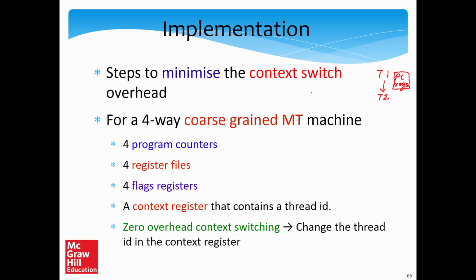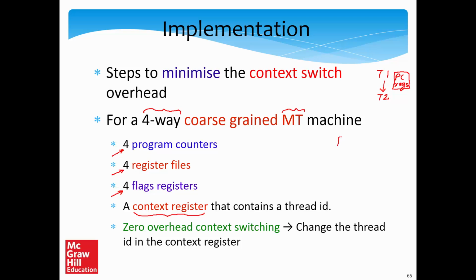And of course it has some overheads. So let us consider a four-way, coarse-grain multi-threaded machine. Four-way means four threads. So it needs to maintain four program counters, one for each thread, four register files, one again for each thread, and four flags registers, one for each thread. It also needs a separate context register which contains the current thread ID.